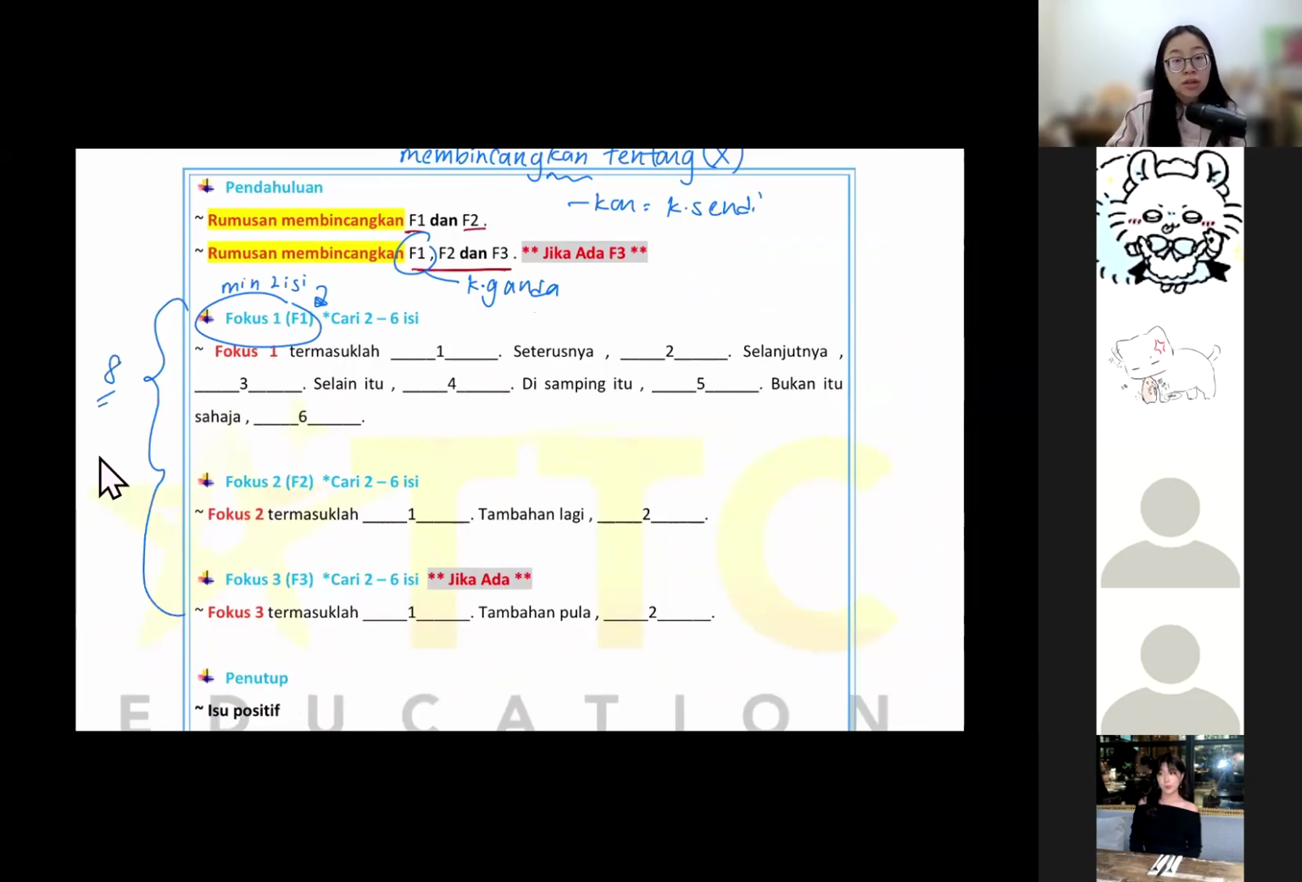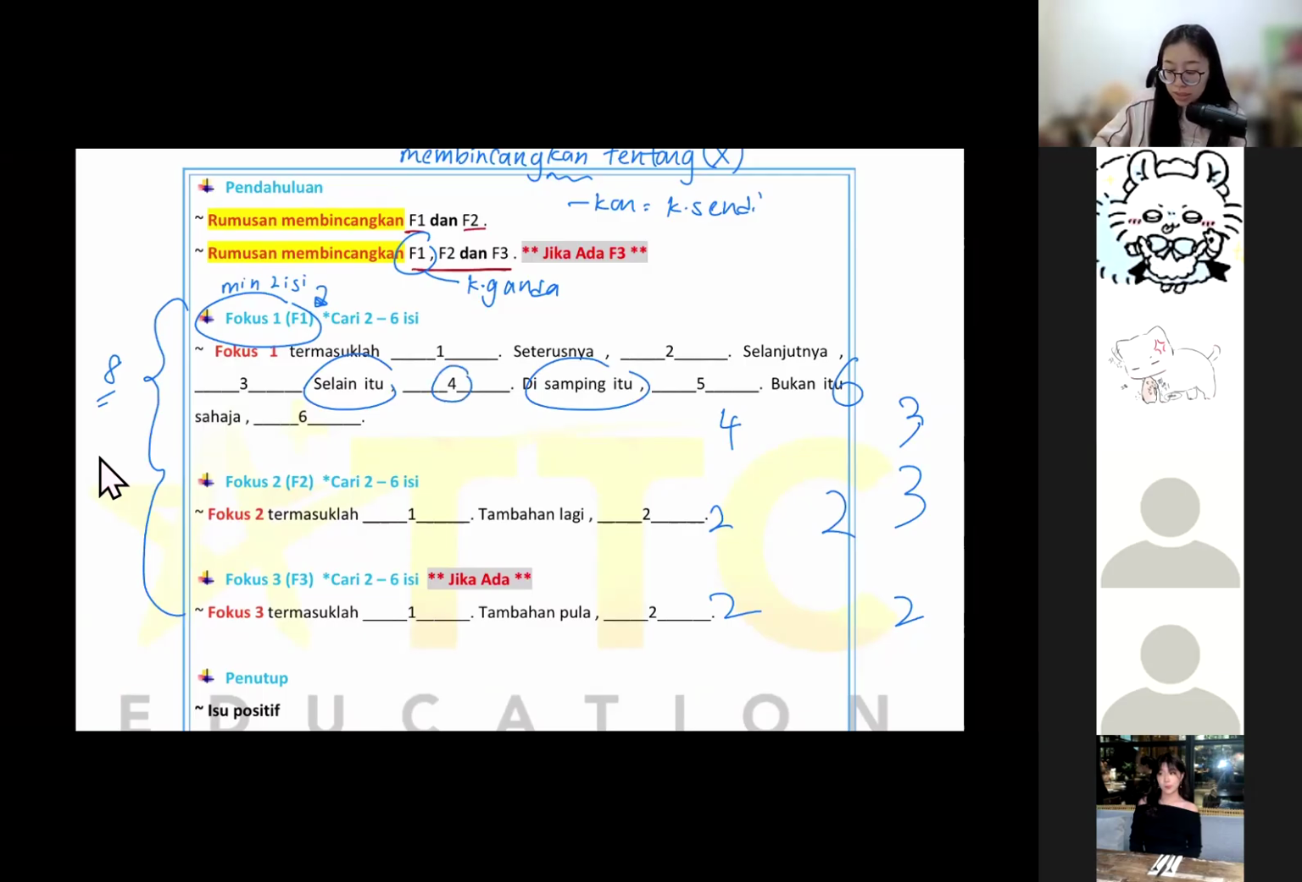I need 8 only. So for example, it can be 4 plus 2 plus 2. It can be 6 plus 2. It can be 3 plus 3 plus 2. So it depends how you write. Okay, at least I need to have a total of 8 EC, then it's enough already. Don't need to write extra. And then every EC you need to have a penanda wacana. Don't use the same one.